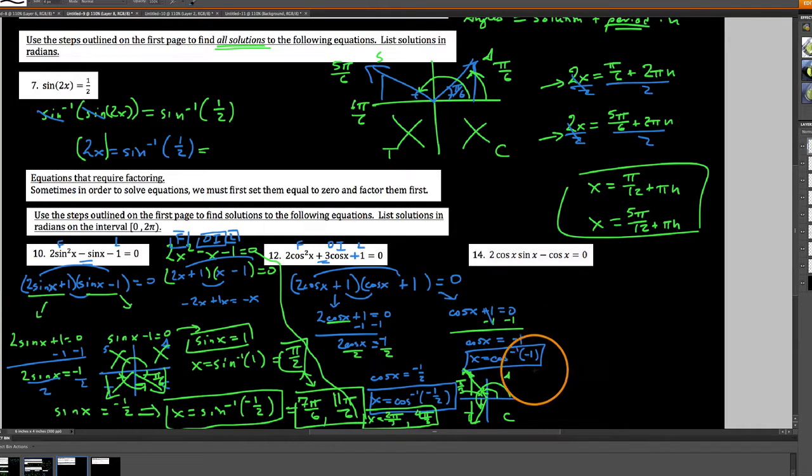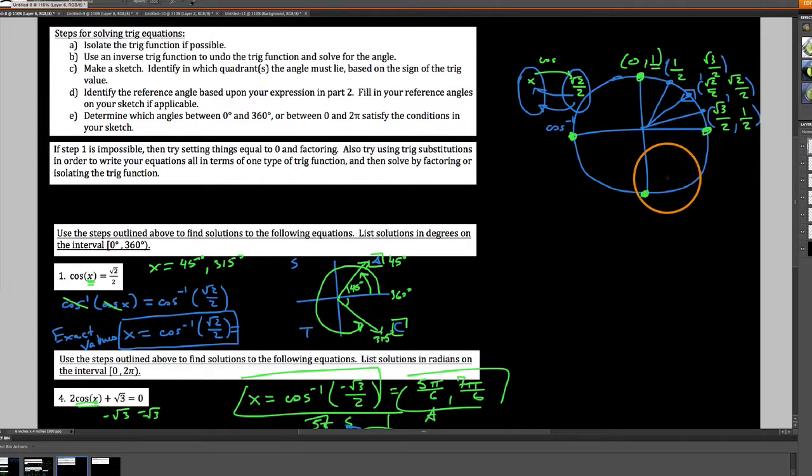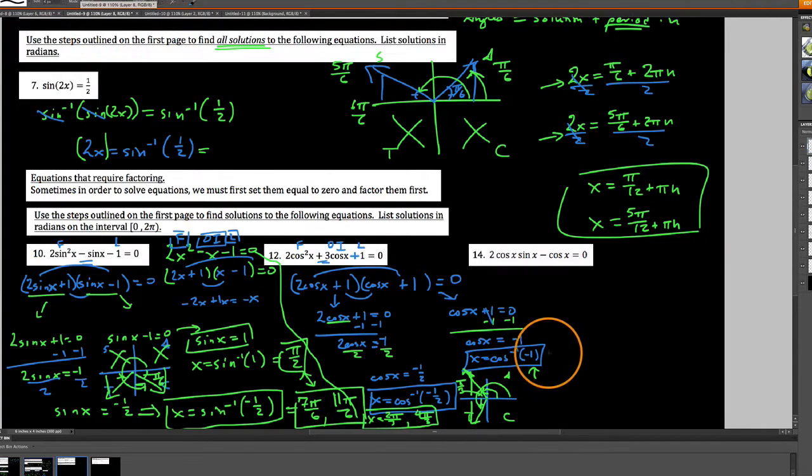Now in terms of the last solution, we have to find where is cosine equal to negative 1. Well, on our unit circle, the x value is only ever negative 1 at one angle, and that's over here on the left, and so this has to be a pi radian measurement here, or 180 degrees. So we would say that this is pi. And so our 3 angle solutions are these 3 right here.